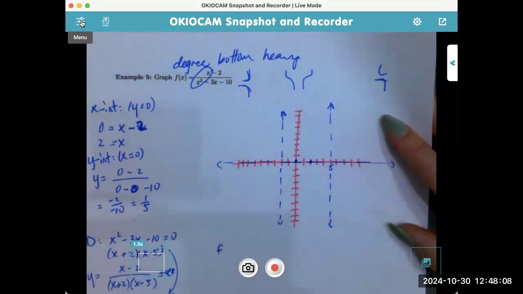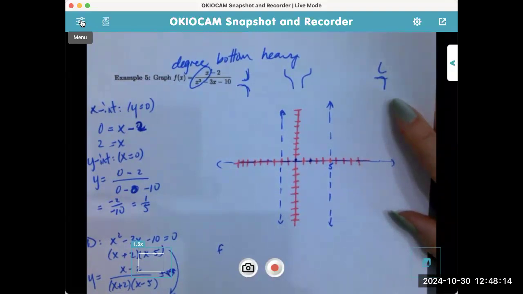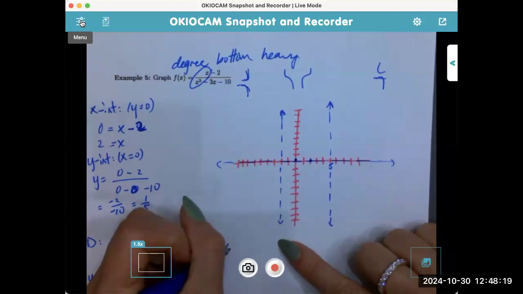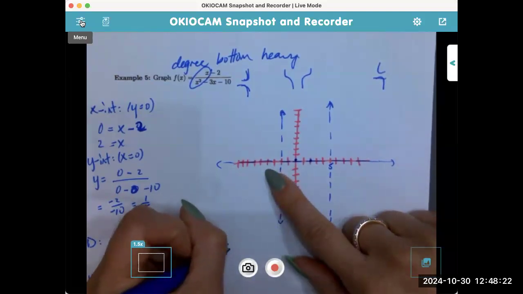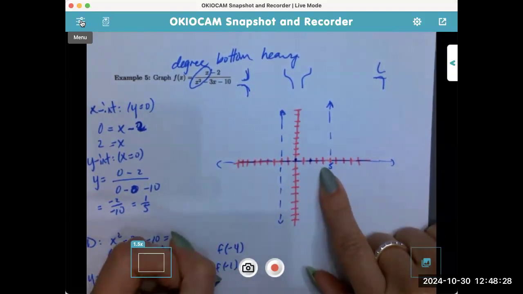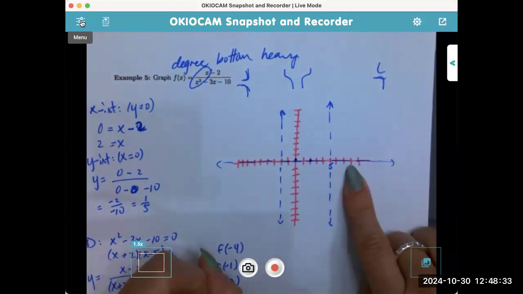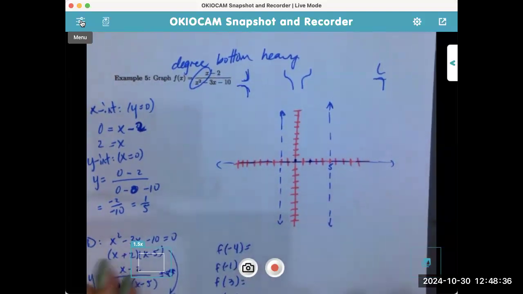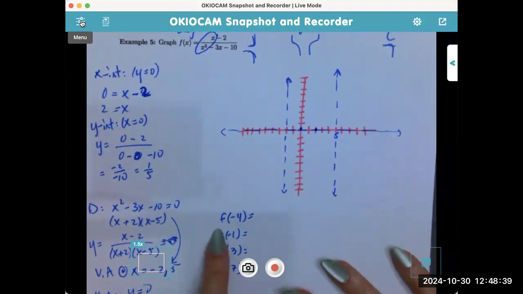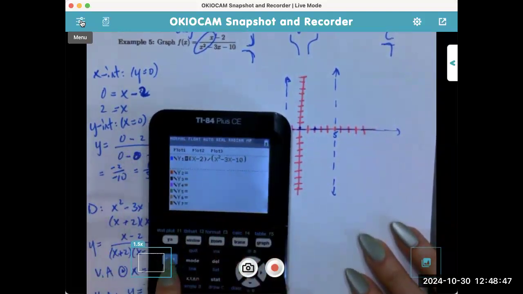So let's say we do f of -4, f of -1, f of 3, f of 7. These are random points, honestly. That means you pop these numbers into the equation, but I already have it in my calculator, so for sake of time, we're just going to use the table.